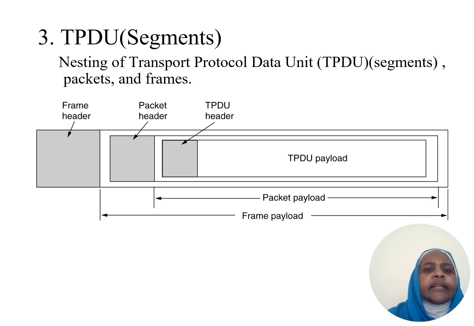The transport layer data unit, which is called a segment, is encapsulated in the IP packet. And the IP packet is encapsulated in the data link frame, where the transport layer data unit with its header is considered a payload for the IP packet, and the IP packet, including the transport layer data unit, is considered a payload for the frame.